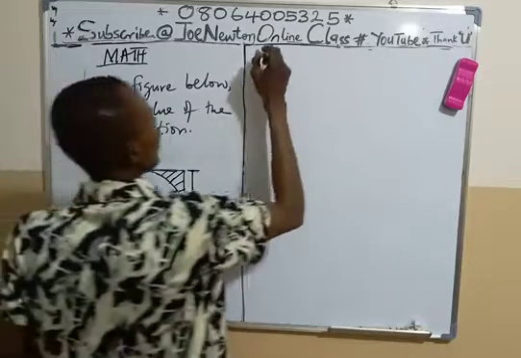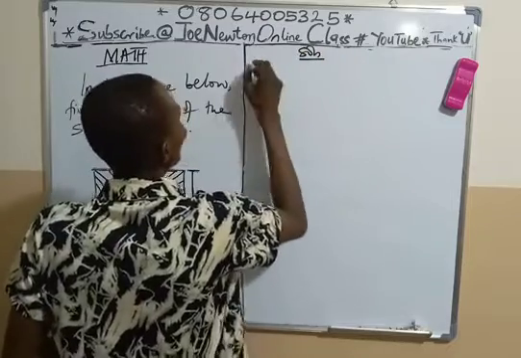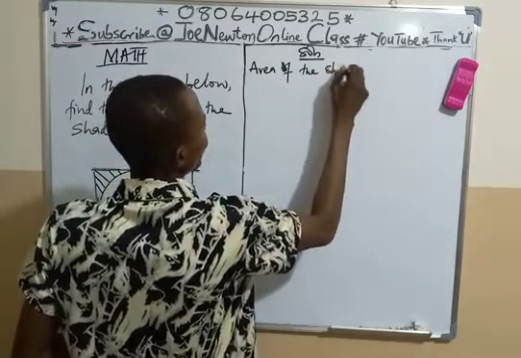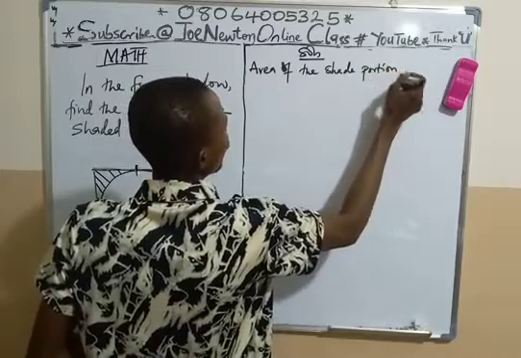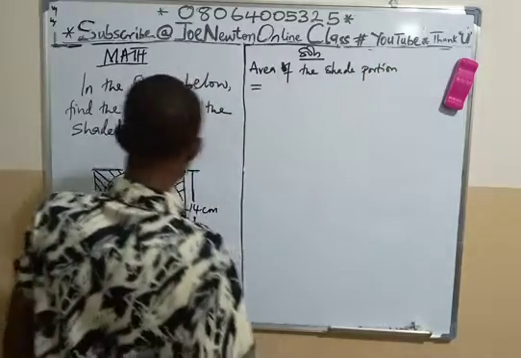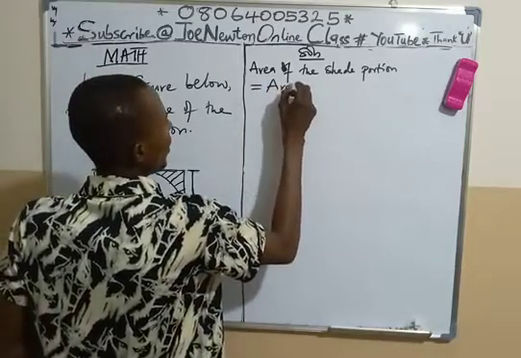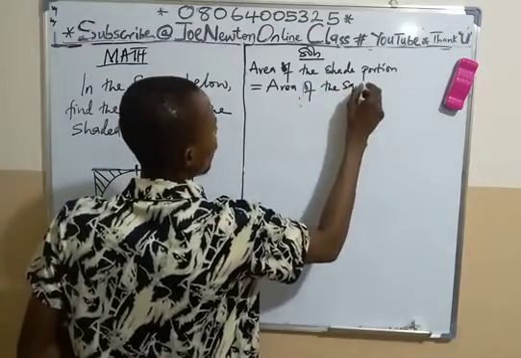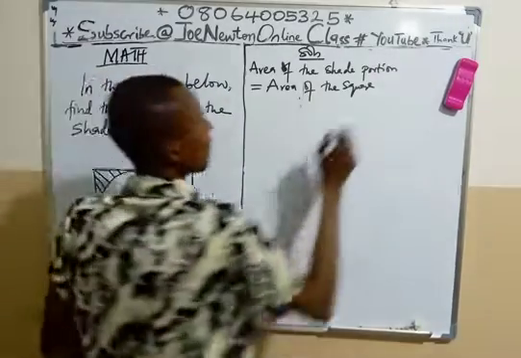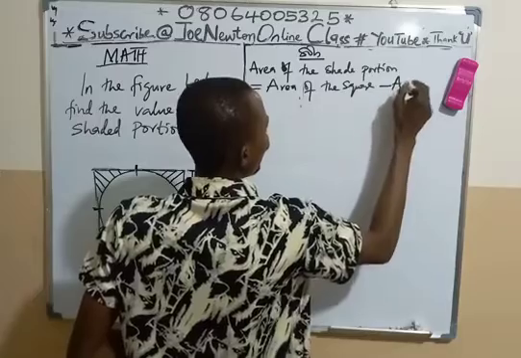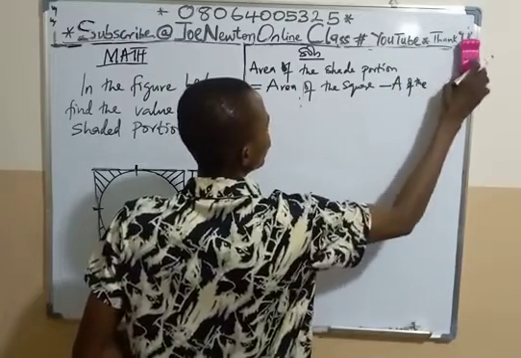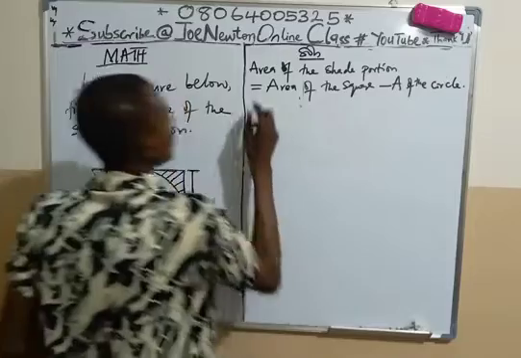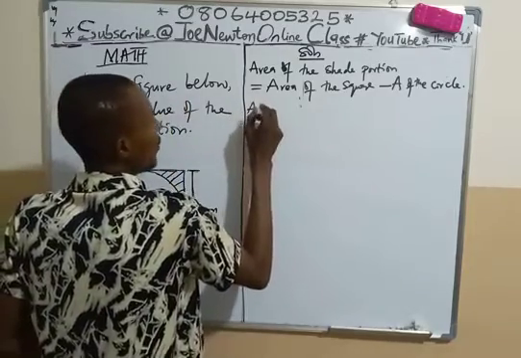First of all, area of the shaded portion is equal to area of the square, which is like the mother shape, minus area of the circle. Then we take it one by one. That will be area.